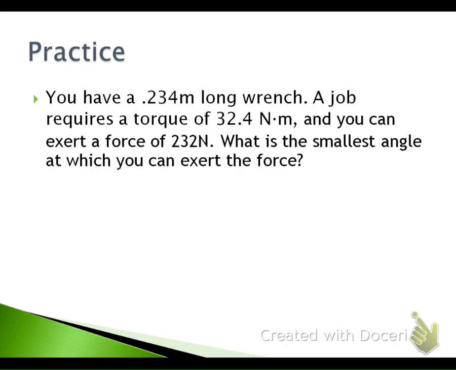Go ahead and do this one on your own. Let's try and find an angle here. This is going to require you to do a little bit more trigonometry at the end. So we have a wrench that's 0.234 meters long, which would be our radius. We need 32.4 newton meters of torque, and we can exert this force. We're going to try and find this angle that we can exert the force at. So that means we're going to need to solve for sine theta, and then we'll look for theta after that.